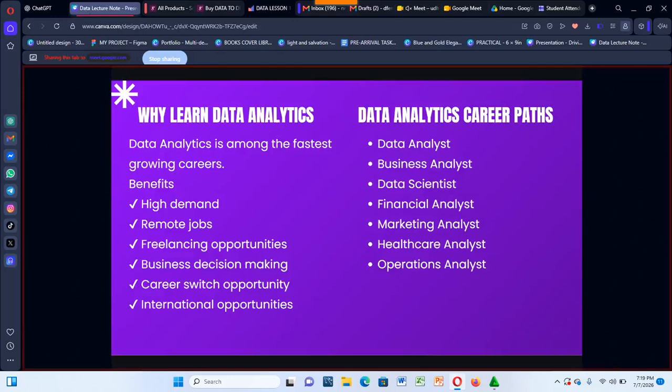It's high in demand. It's very easy for you to get a remote job, freelancing opportunity, business decision making, career switch opportunity, or international opportunity. Even for someone like me, I didn't study data analytics in school. Probably I didn't even study computer science or computer engineering. I studied survey and geomatics, but find myself in data analytics, UI UX, and all of that today.